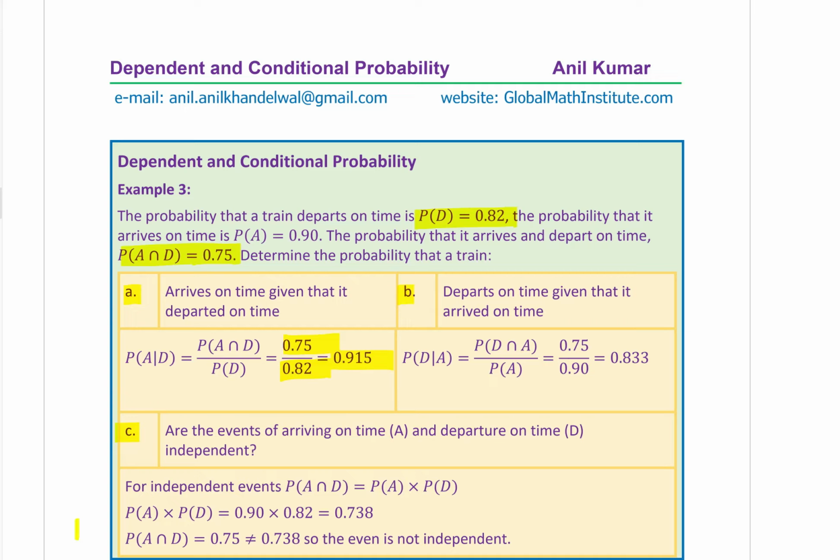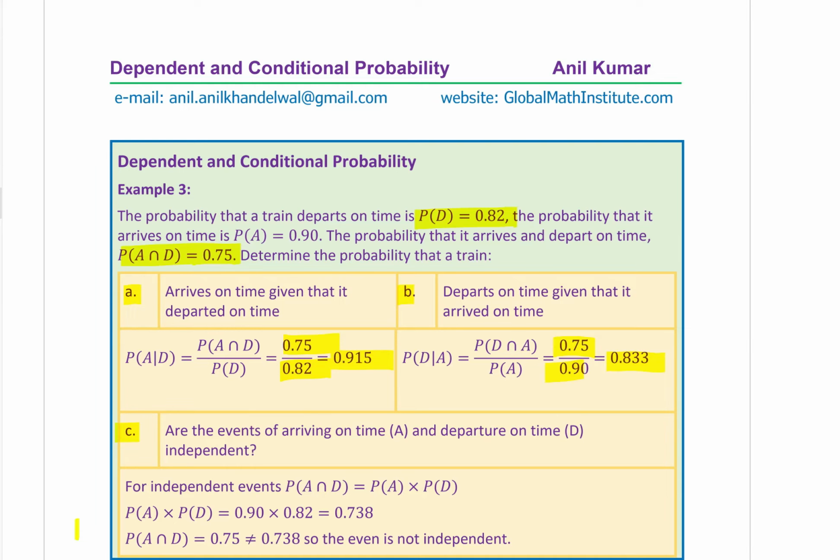Is that clear to you? So that is how this formula is very handy. And I hope you have got this formula now. B. Departs on time given that it arrived on time, right? So the probability of D when it is known that it arrived on time. So the intersection of D and A divided by the probability of A. Now these figures are also given to us. When I divide one by the other, we get 0.833 as our answer.